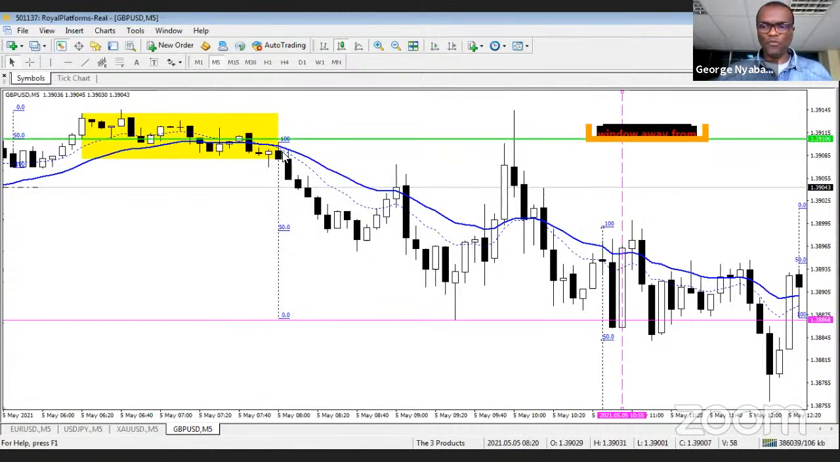There is the measured move. There's the height of our breakout. Measured move, the market is likely to get that far, and we did get there.